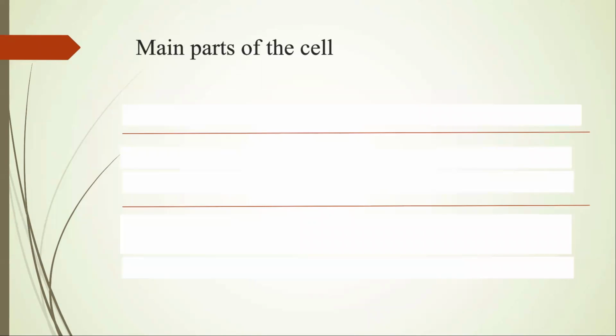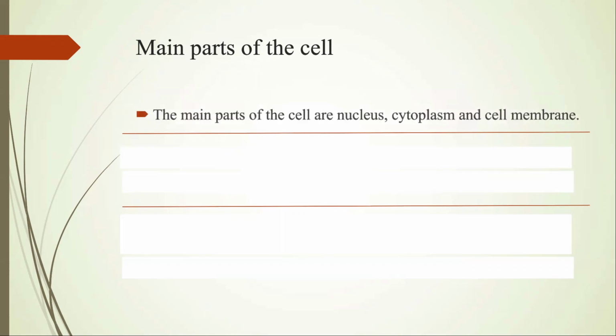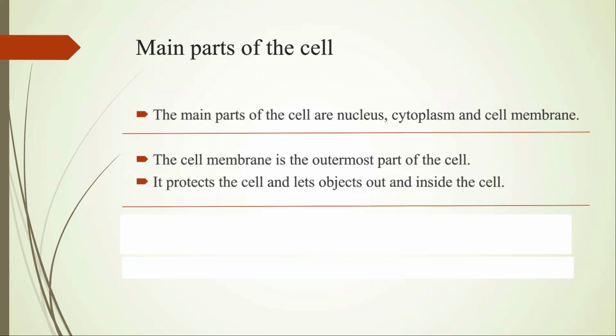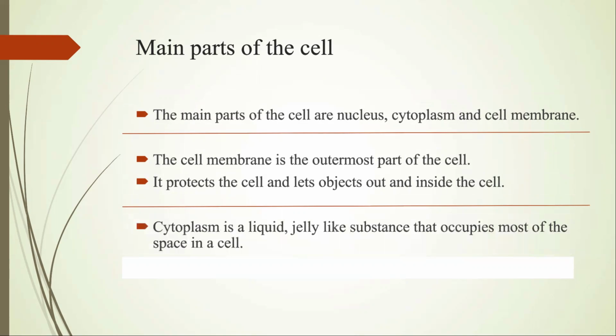Okay, let us move on to the main parts of the cell. The main parts of the cell are nucleus, cytoplasm, and cell membrane. The cell membrane is the outermost part of the cell. It protects the cell and lets objects out and inside the cell. Cytoplasm is a liquid jelly-like substance that occupies most of the space in a cell. Organelles are present in the cytoplasm. So we will study each and every organelle in the next video.